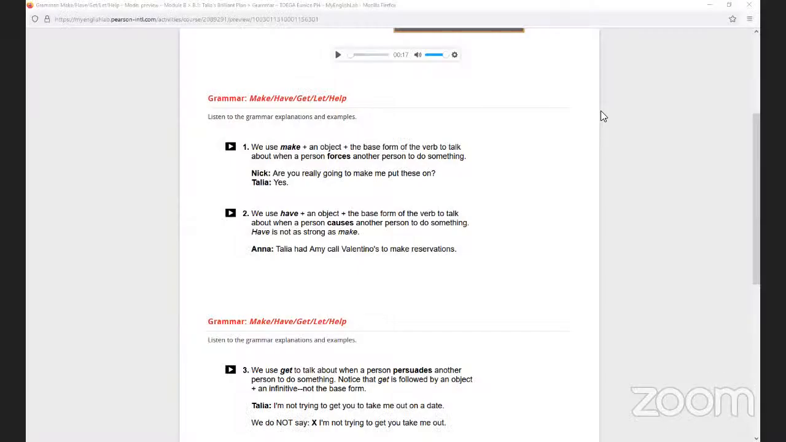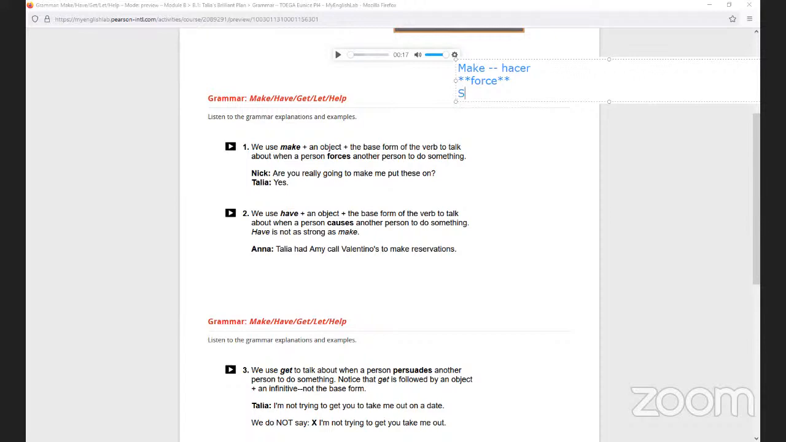Okay, so in this module, in this first unit, we will see these special verbs, okay? For example, we have the verb make. We know the meaning of make, that it means hacer. But in this case, we're going to use make to force somebody else to do something, to obligate somebody else.